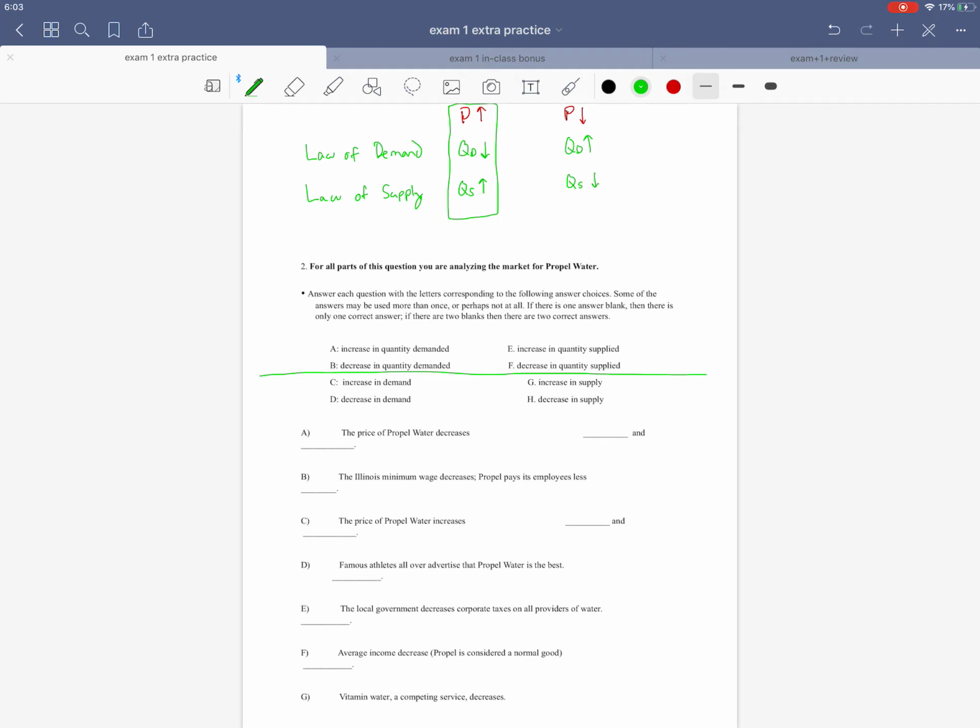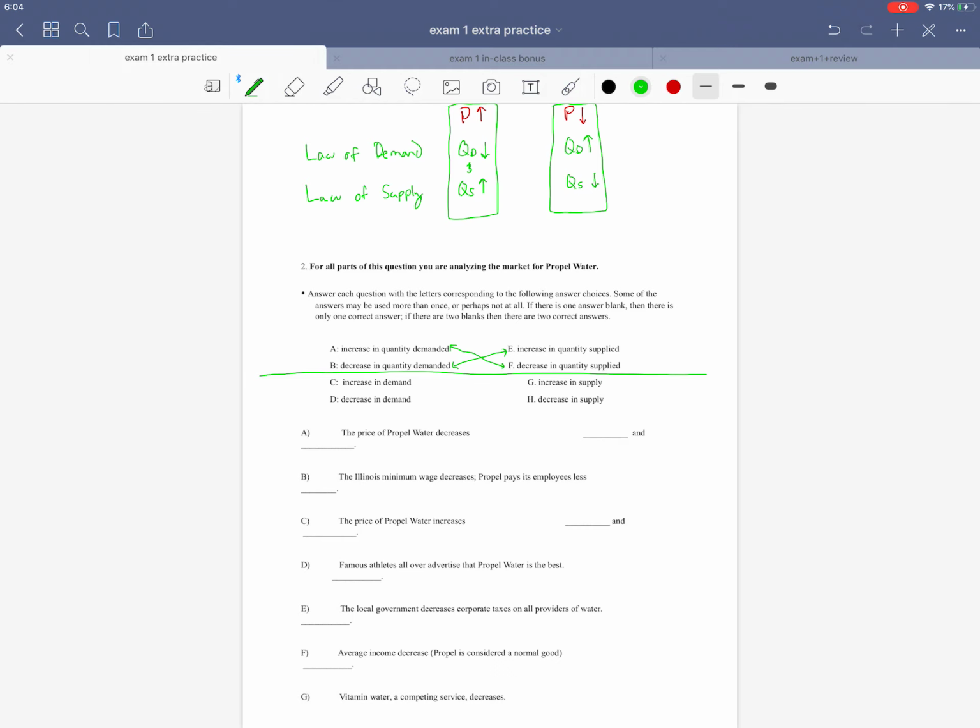So anytime price goes up, that means that quantity demanded is going to go down and quantity supplied is going to go up. Anytime the price goes down, quantity demanded is going to go up and quantity supplied is going to go down.